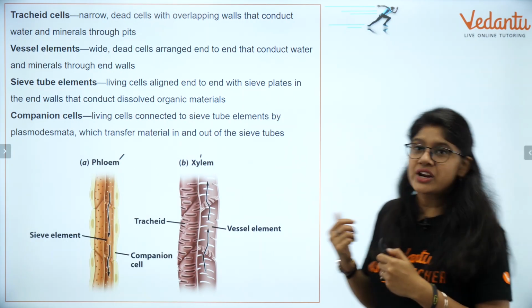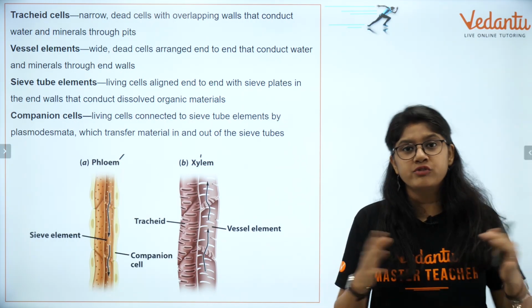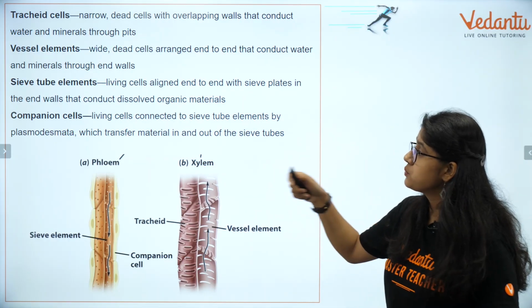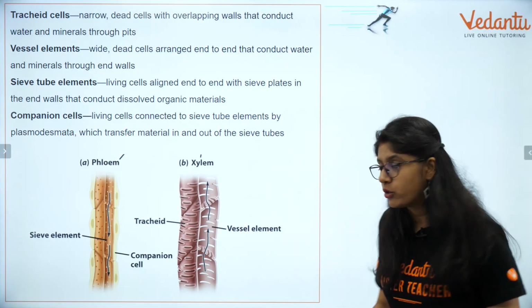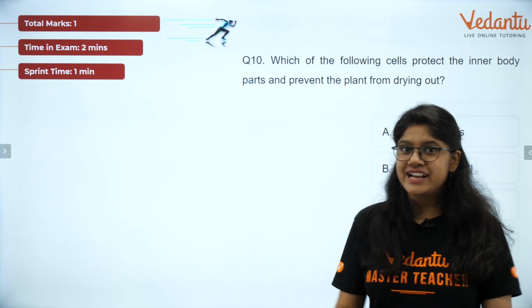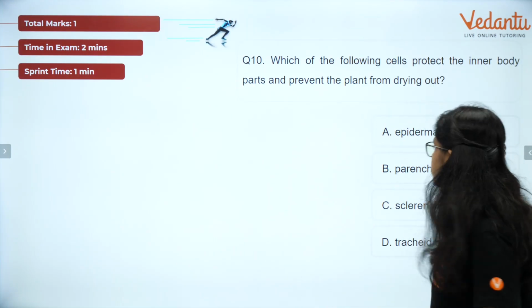Next is the tracheids, or you can write about the phloem and the xylem over here. Tracheid cells, vessels, sieve tubes and companion cells, and so on. You can mention that, and with that we come to the next question, everyone. What is the next question?